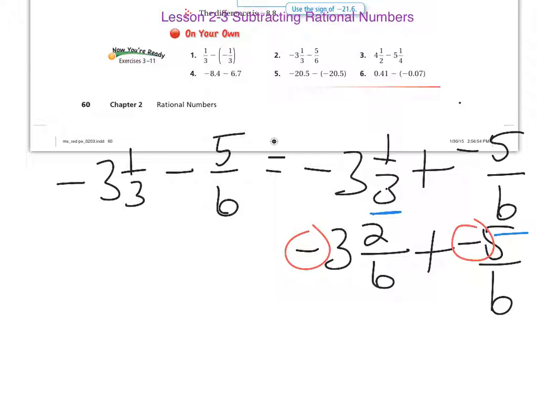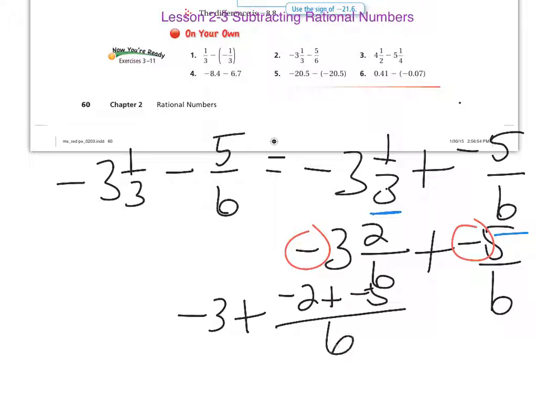So this would become, you just add, well, you take your -3, I would separate them. I'd go -3 plus, and then -2 plus -5 all over 6. Okay, so this -2 plus -5 is going to be a -7 over 6, and then you're going to add on that -3. So -7 over 6 with a -3 in front.